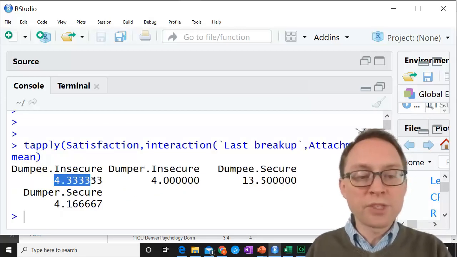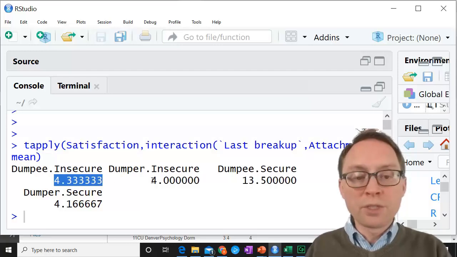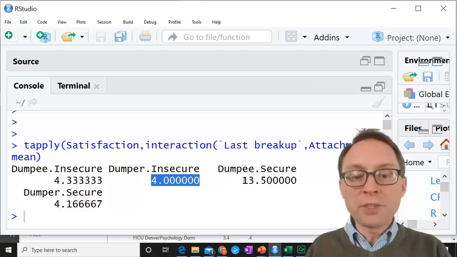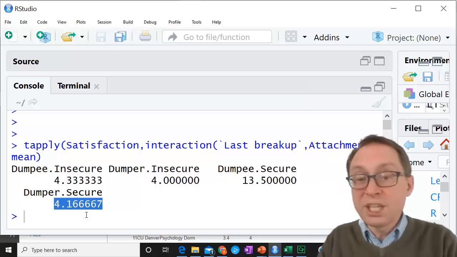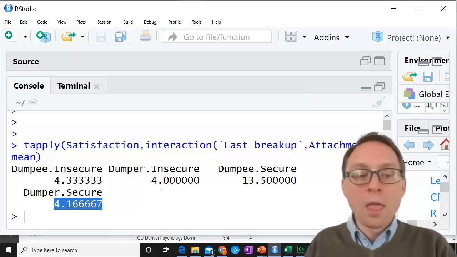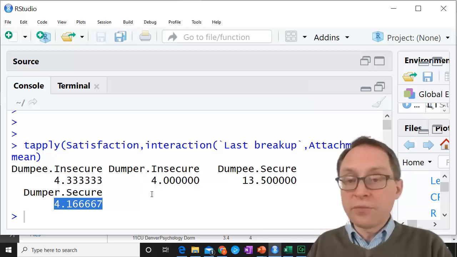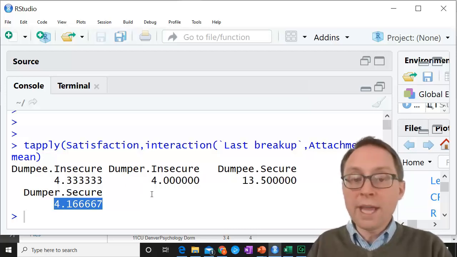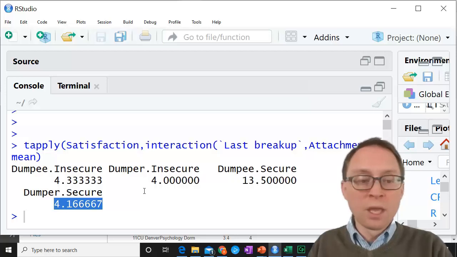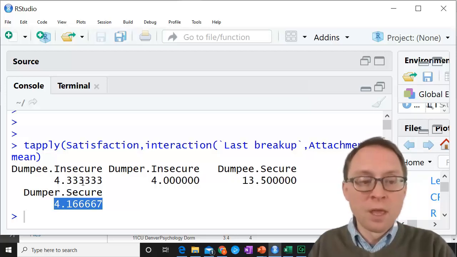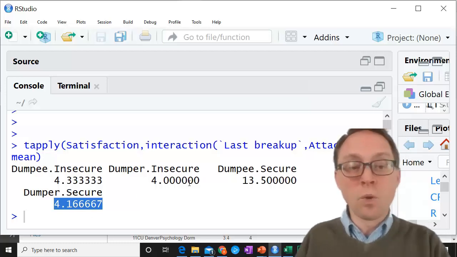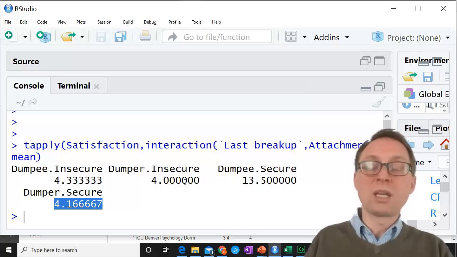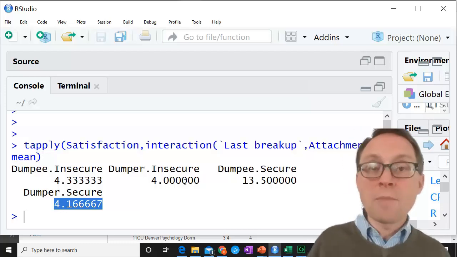Dumpees who are insecure, their satisfaction is a 4.33. Dumpers who are insecure, it's 4.0. Dumpees who are secure, 3.50. Dumpers who are secure is 4.16. Now, here's the issue. I know that there is a significant difference somewhere in here. Remember, my interaction was significant. So I know there's a difference between at least two of these. One of the simple effects is significant, but I don't know which one. They all might be significantly different, or only one of them might be significantly different. I do not know. That is why you have to run a pairwise test.